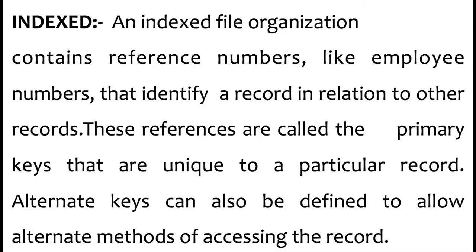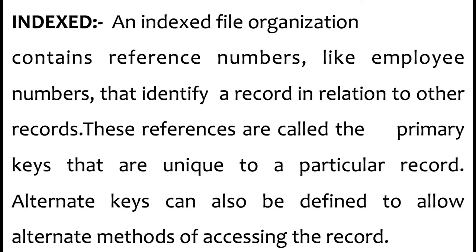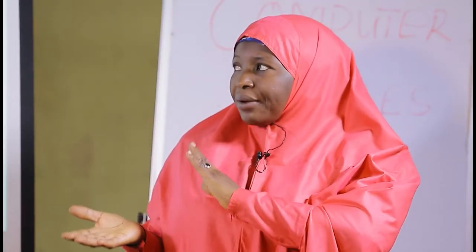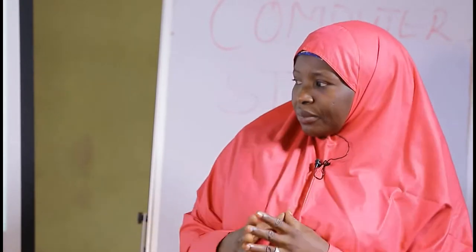The next is the indexed. An index file organization contains reference numbers, like the employees' numbers, that identify a record in relation to other records. These references are called the primary keys that are unique to a particular record. What we mean by the primary key is that each of these records has a particular number that differentiates it from others. We have the primary key and we have the alternative key. The alternative key can also be defined to allow alternate methods of accessing the record. We either use the primary key or the alternative key to differentiate our records under the index file.